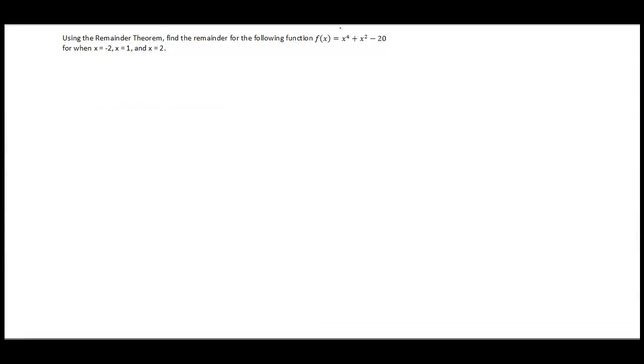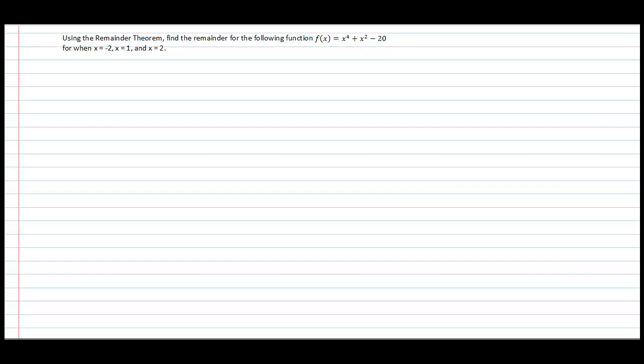Using the remainder theorem, let's find the remainder for the following function. F of x is equal to x to the fourth plus x to the second minus 20. And we're going to evaluate it when x is negative 2, 1, and positive 2. Since we already know what x is equal to, we're going to evaluate the function at those given points. F of negative 2 gave me a 0 remainder. So that means that x plus 2 would go into the function evenly.